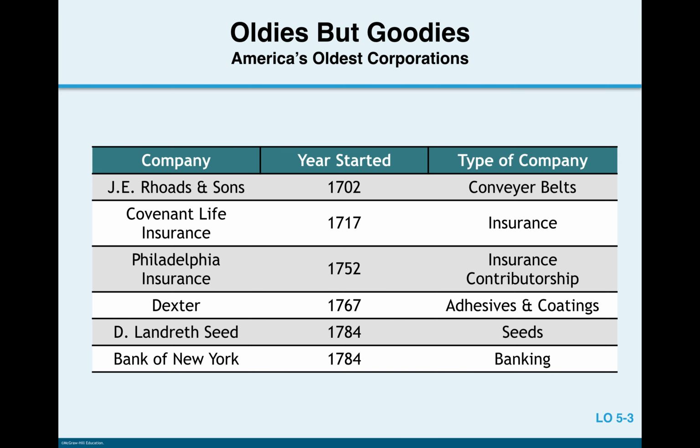So here's some of the oldest companies in America. We've got J.E. Rhodes and Sons from 1702, Philadelphia Life Insurance, Dexter, Bank of New York. I've never really even heard of most of these companies, but they've been around for quite a long time and they're still going.